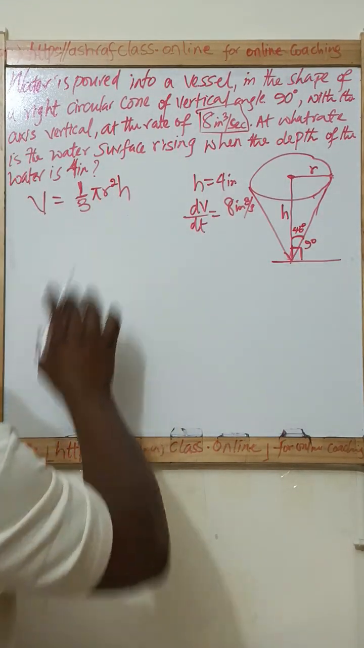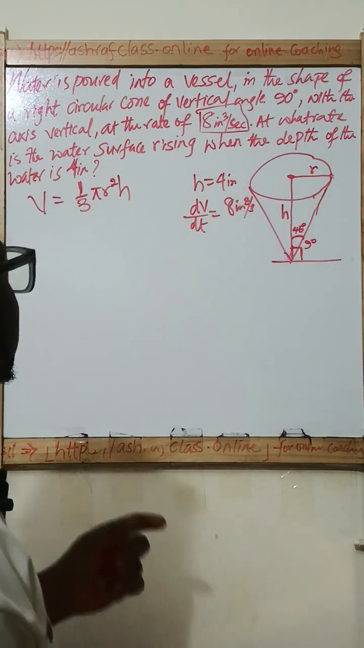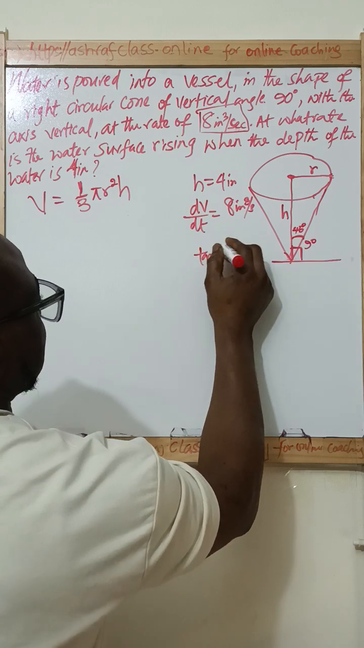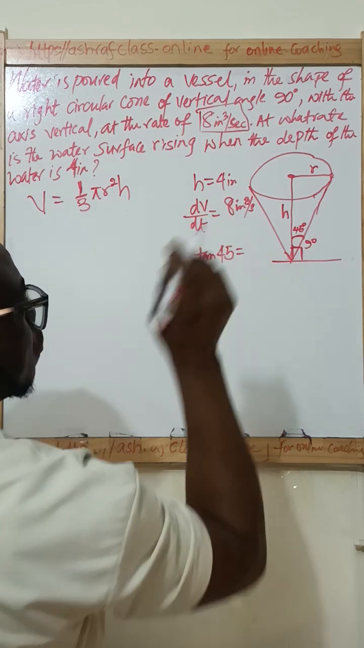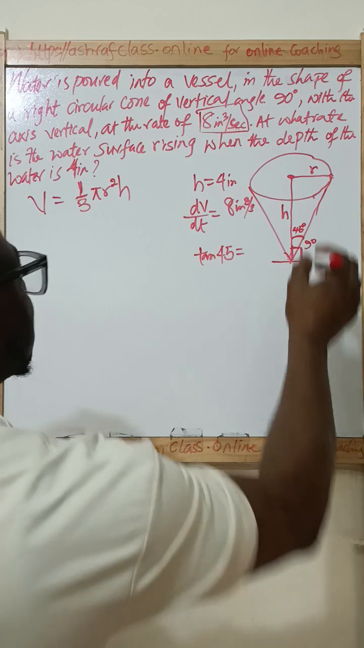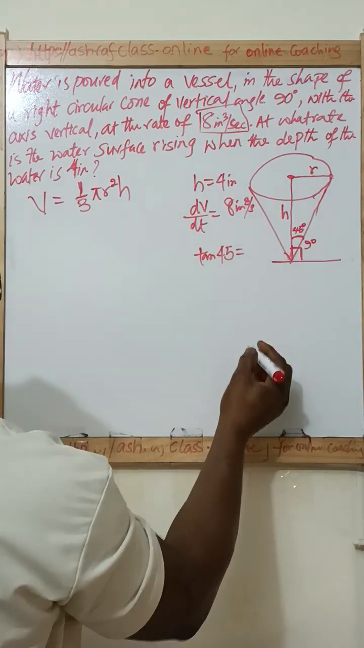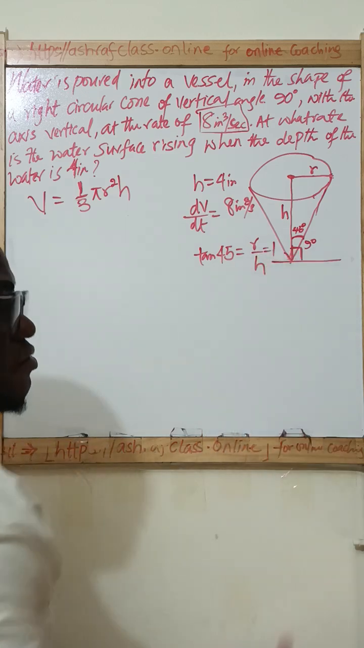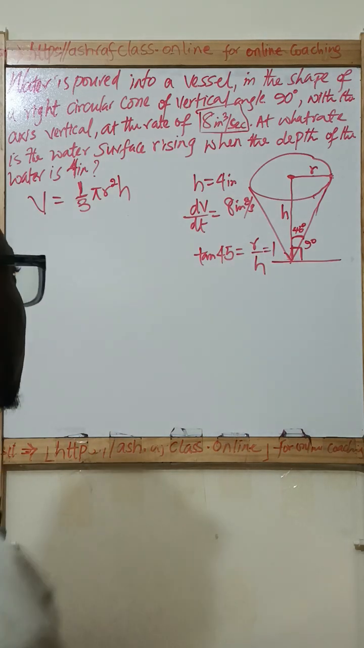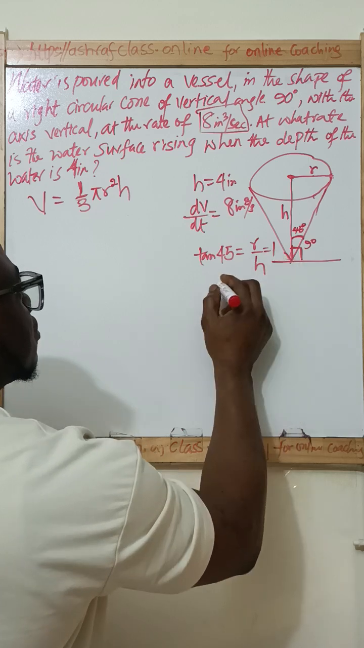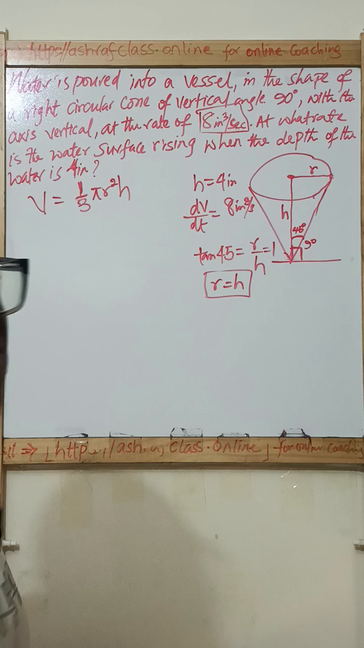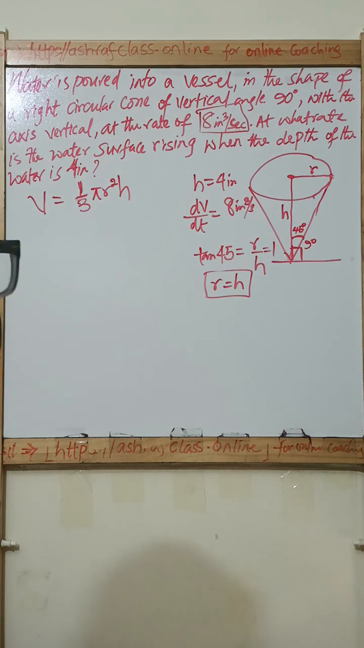Now, for this particular formula, we know that tan 45 is equal to 1. And tan 45 is opposite over adjacent, r over h, which equals 1. Which means if you cross multiply, r will be equal to h. So we have established that r is equal to h.